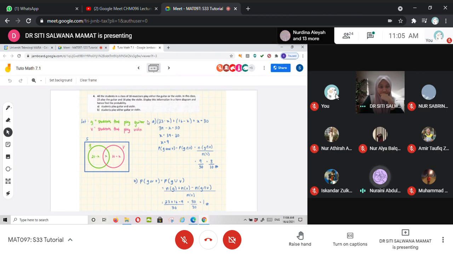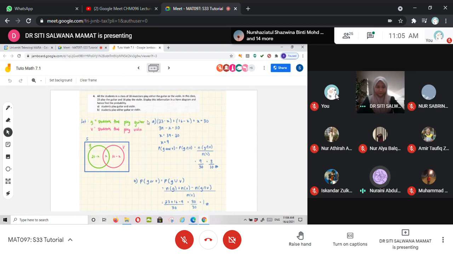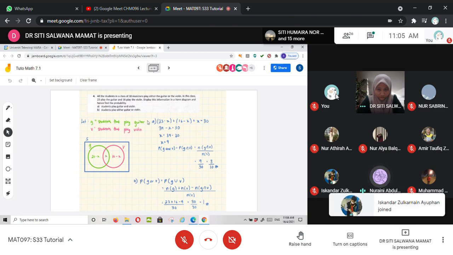And to find the probability for A, we first need to find the value of x. So we know that the total sample is 30, so 23 minus x plus 16 minus x plus x is equal to 30, and we'll get x is equal to 9. To get P(G and V) is equal to P(G intersect V) is equal to n(G intersect V) over n(S). So equal to 9 over 30, which we then simplify to 3 over 10.